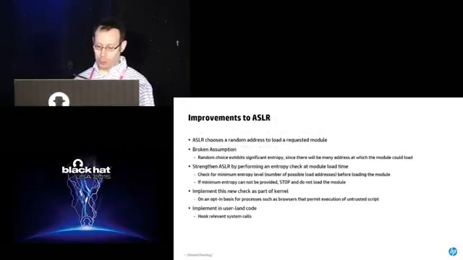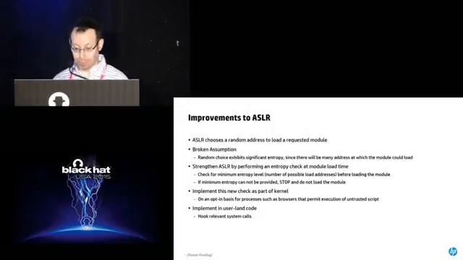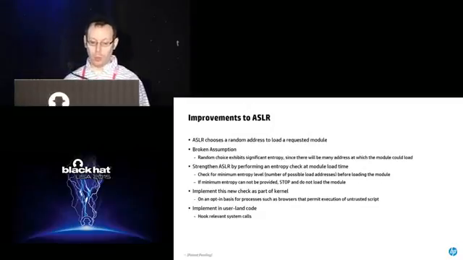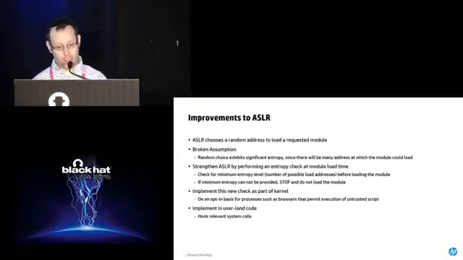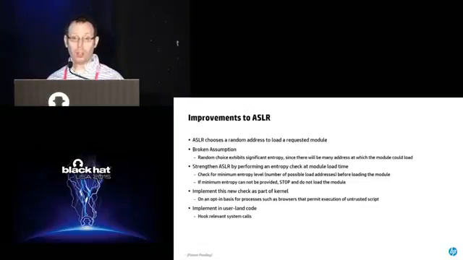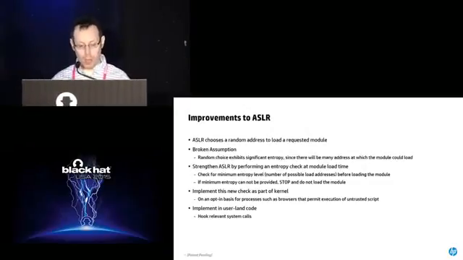Our next suggestion pertains to strengthening ASLR. Taking a look at how we got ASLR to fail, what you can notice is that the attacker was able to violate one of ASLR's assumptions by preparing the address space in a particular way. Here's the particular assumption that ASLR makes, that when it chooses a load address for a module from among the set of possible load addresses, this random choice will exhibit a significant amount of entropy. But an attacker can break this assumption by radically narrowing the set of possible load addresses before the module loads.